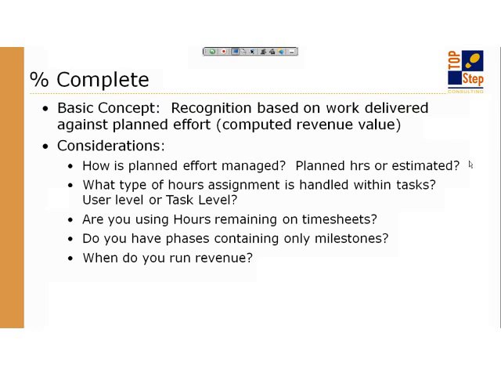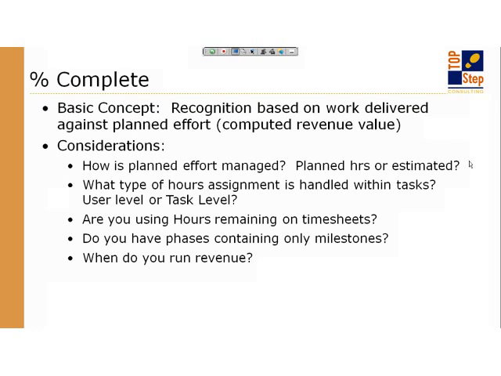The next month is 50% done, I can recognize $500, so I recognize another $250, and so forth and so on. Real basic concept, but again, there's a lot of things to consider because what does percent complete mean to you? Percent complete usually means I have approved effort over some kind of plan of effort. So how do you plan your effort? Do you plan it based on the hours that you assign to tasks? Or do you use something more advanced like estimates and remaining hours on tasks?